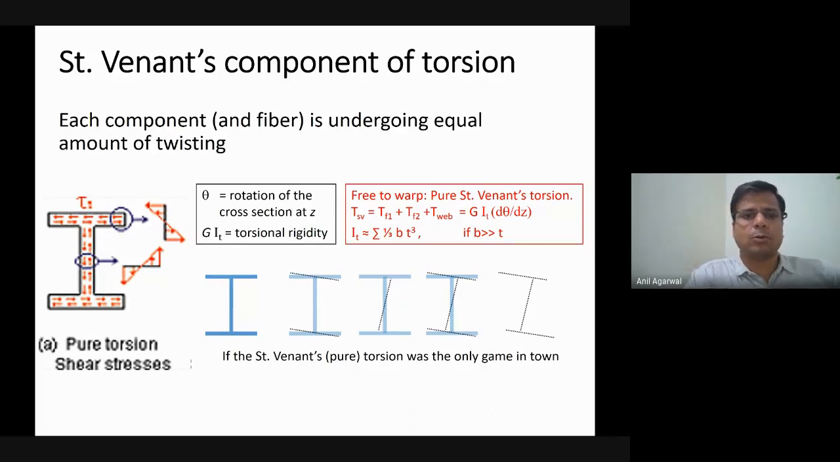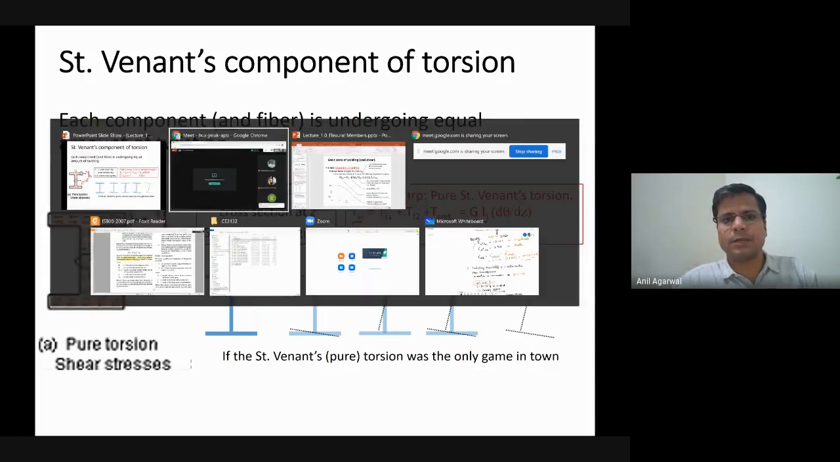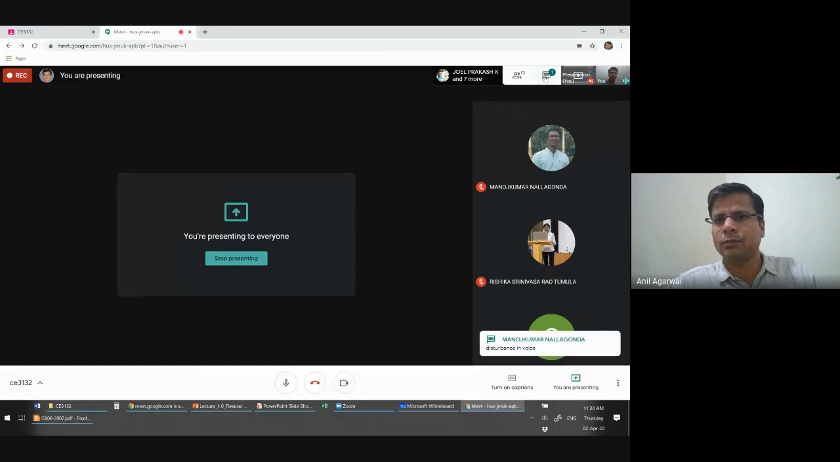So when you talk about twisting of each element individually, the twisting of each element is given by G IT, because for IT we are familiar with it. For circular cross sections, we talk about IT, and we use the Saint-Venant approach on the torsion constant, G IT.